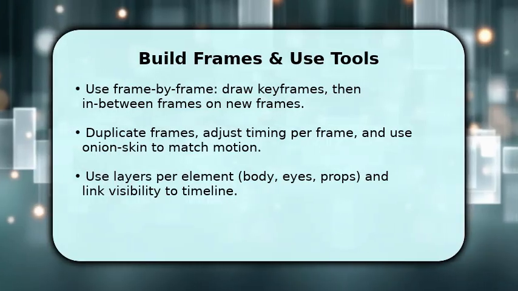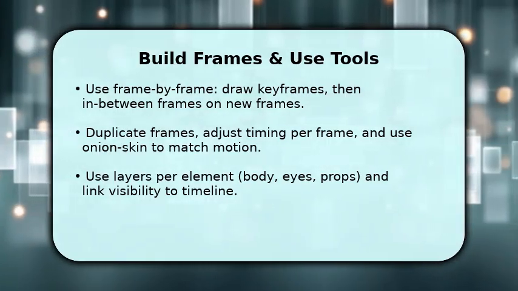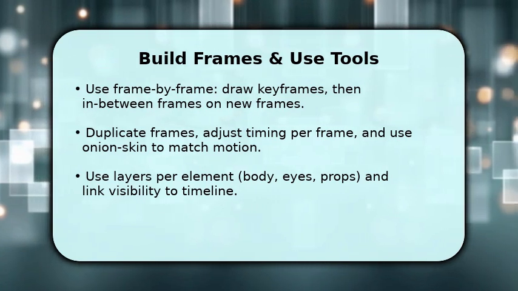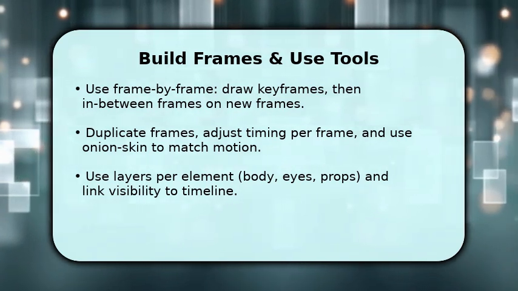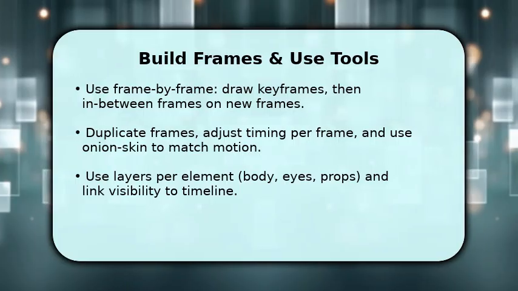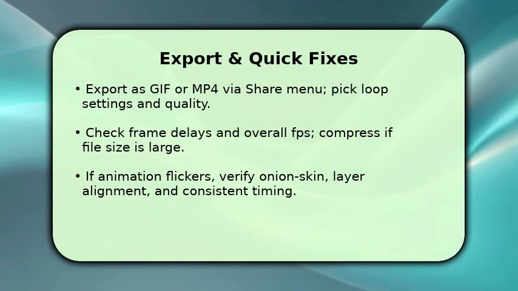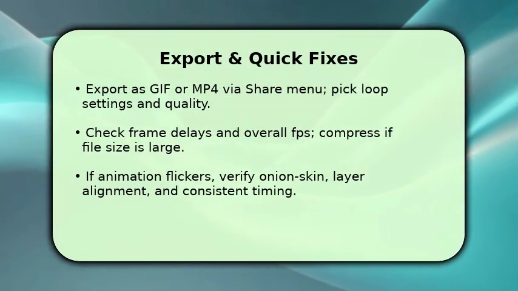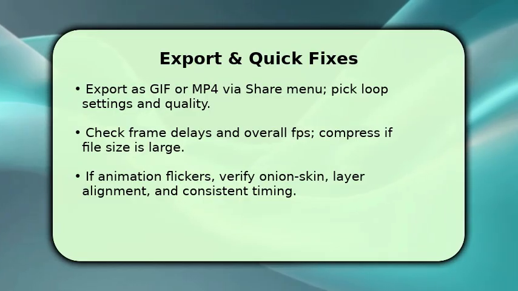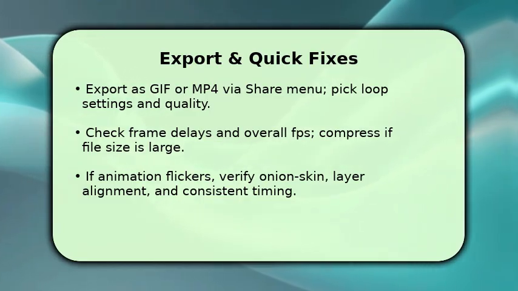independently. Once done, show or hide layer groups while scrubbing the timeline to verify that motion reads smoothly across frames and stays consistent. Finalize by reviewing playback at your chosen FPS, then export through Share as GIF for simple loops or MP4 for higher quality video.